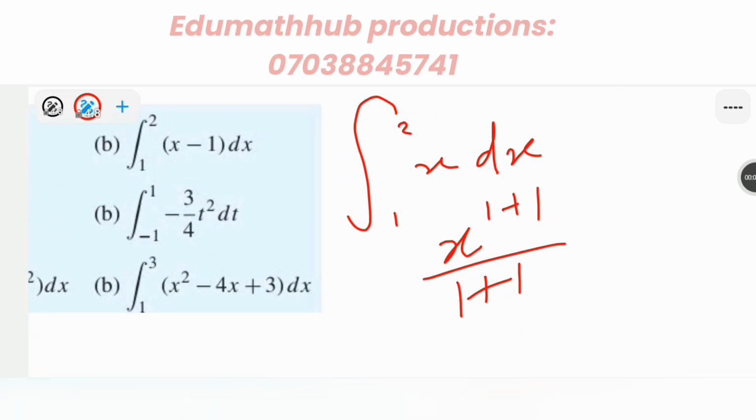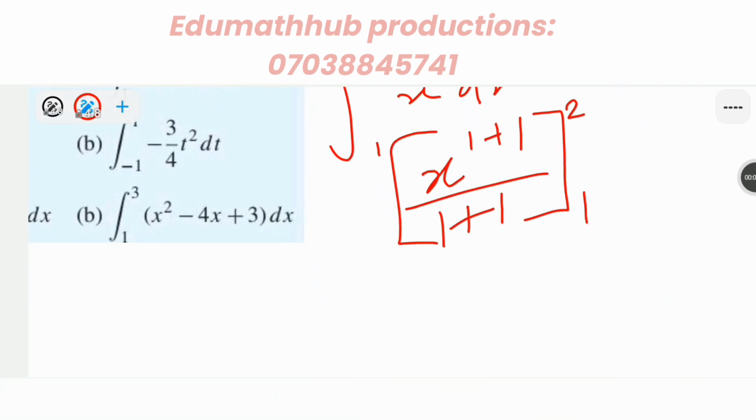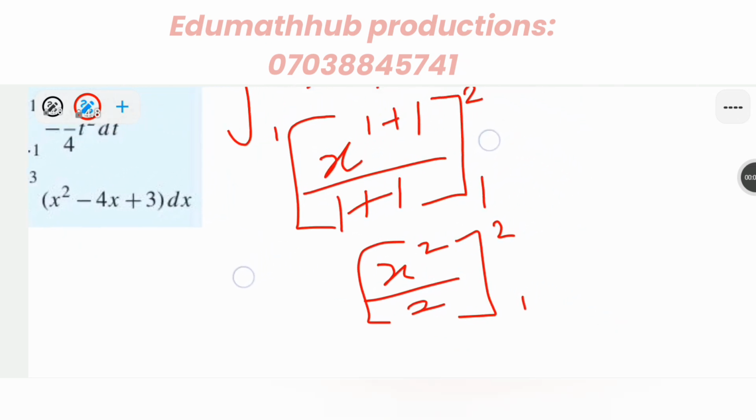Okay, then you open your square brackets and you include the limits, the lower limit, include it here, the upper limit, place it here. Okay, so 1 plus 1 is 2, so you have x squared over 2. Then you place your limits here. Take note, in questions involving limits like this, there's no concept of constant of integration. So in your final answer, there will not be anything like plus c. Okay, there will be nothing like that.